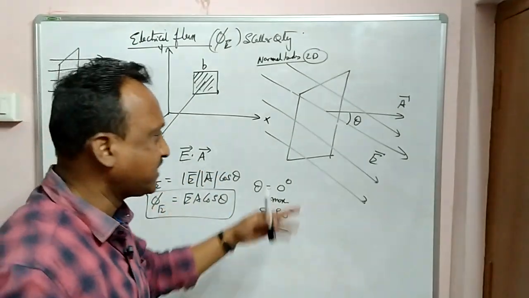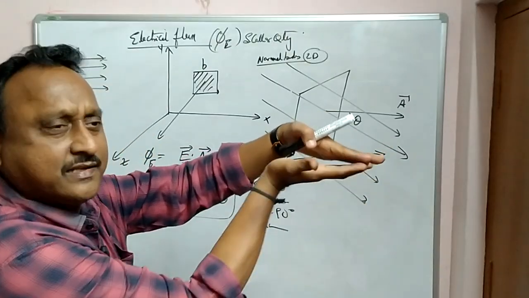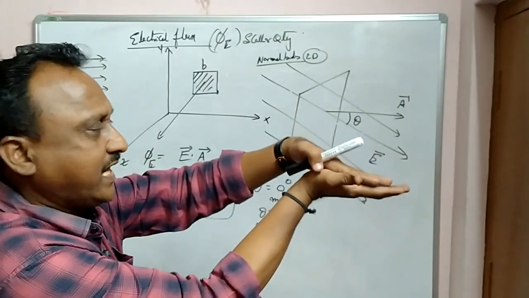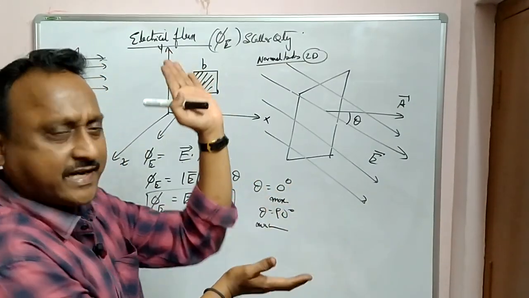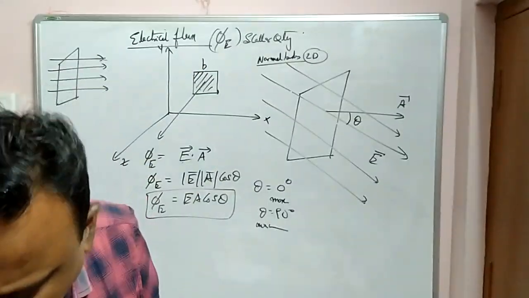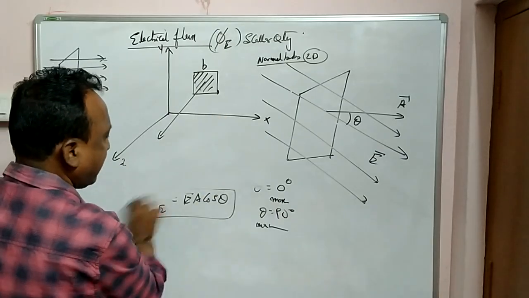Flux is maximum when area vector and E are in the same direction, at 0 degrees, cos 0. And when the angle is 90 degrees, it is minimum. Clear? Now we will try to explain for this figure.